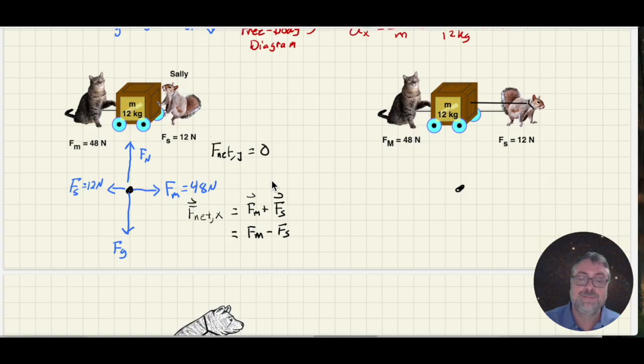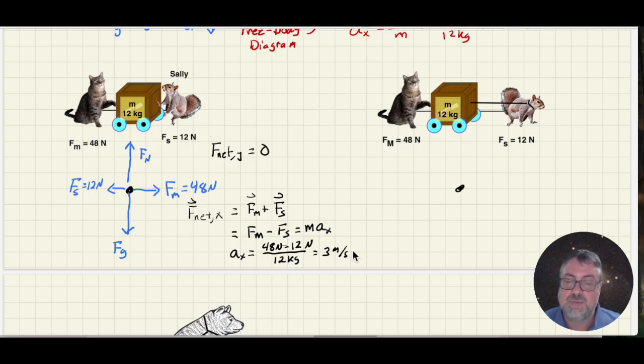to the left. And then, because these forces are not balanced, these would be equal to mass times the acceleration in the x direction. Or that the acceleration in the x direction is going to be equal to, well, Max's force is 48 newtons. If I subtract Sally's force of 12 and then divide by the number of kilograms, then 48 minus 12 is 36. 36 divided by 12 is going to be an acceleration of 3 meters per second squared. It's positive because the acceleration is going to the right again, just not as much as before.